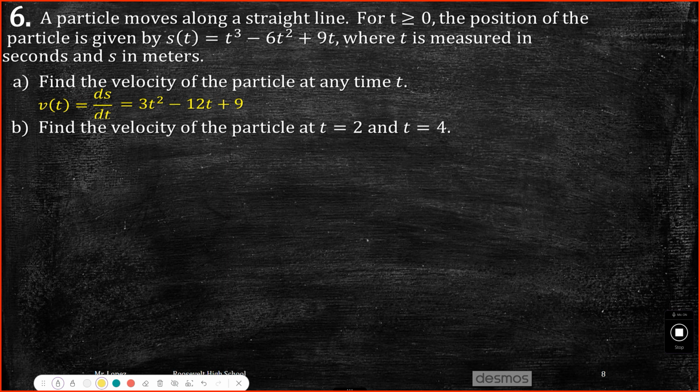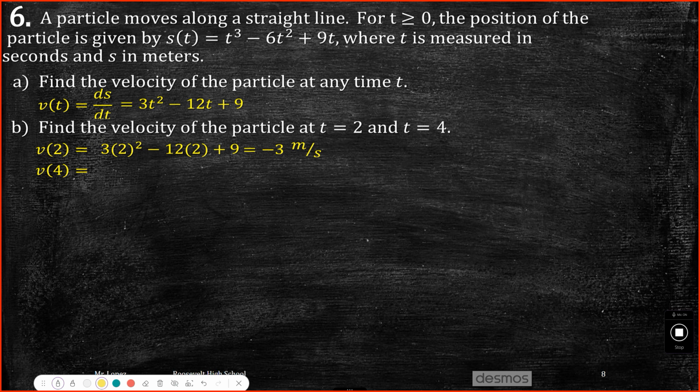Find the velocity of the particle at t equal to 2 and t equal to 4. Just plug it in and find the velocity. V of 2 is going to be 12, negative 12, plus 3. That will be negative 3. Just plug it in, work it out, and the answer is negative 3 meters per second.